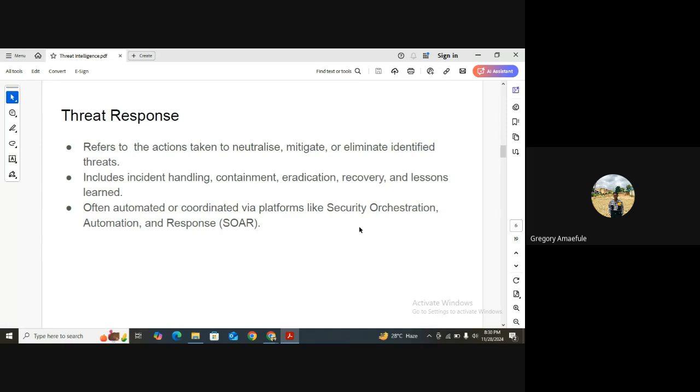The tool that we use during this process is the SOAR tool, which stands for Security Orchestration, Automation, and Response.